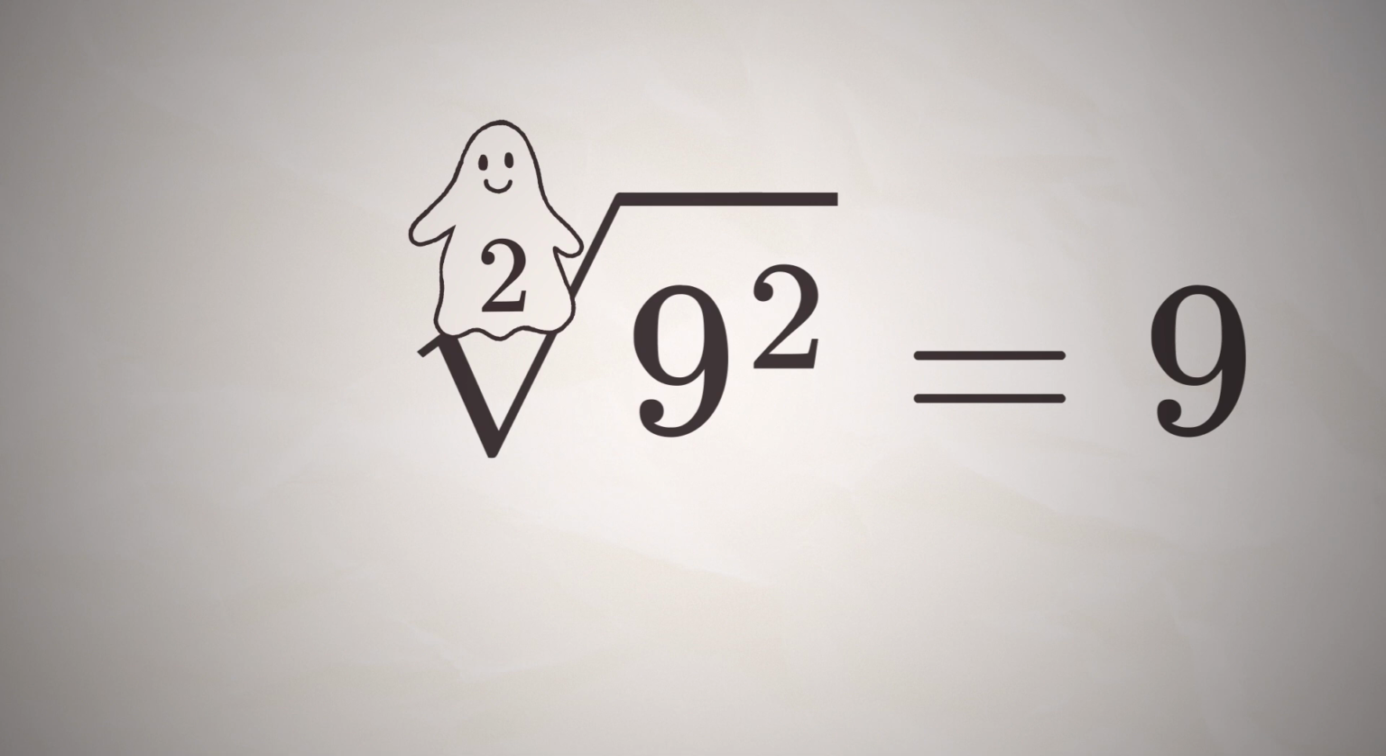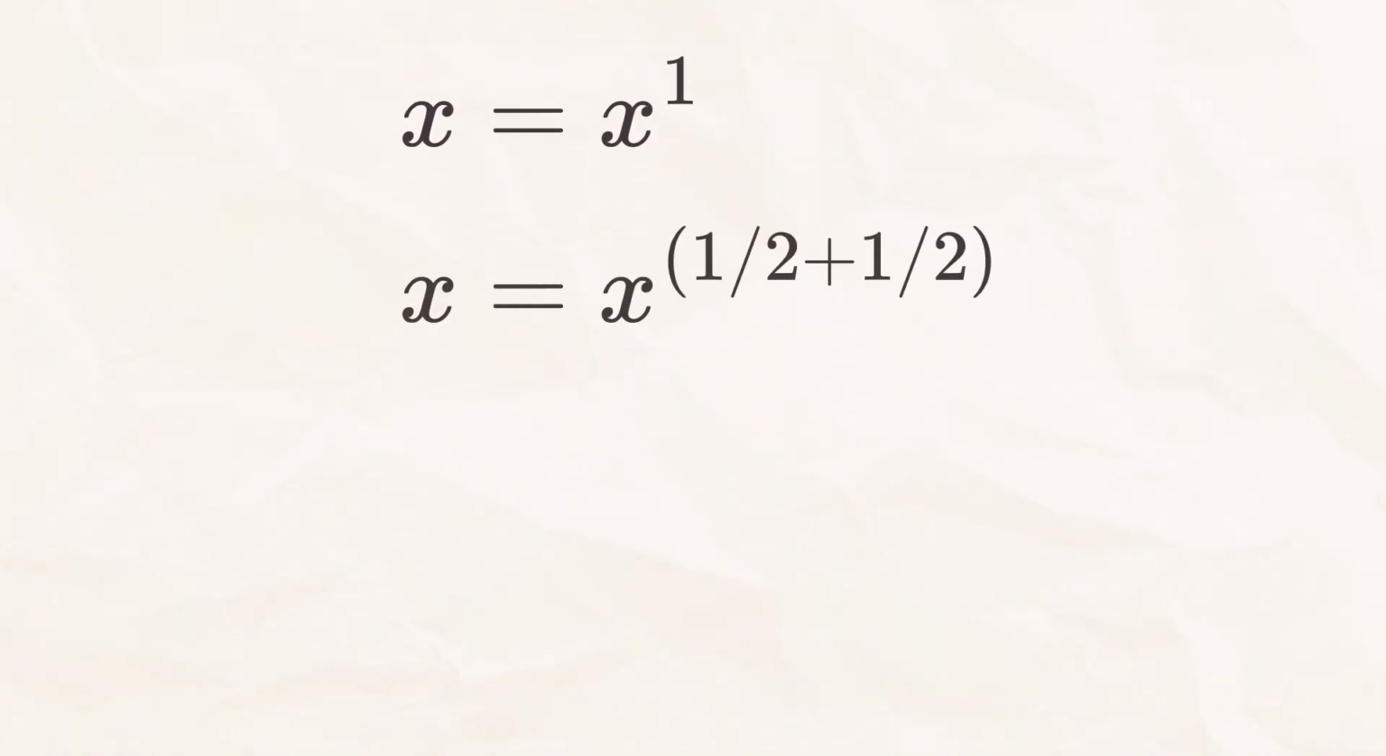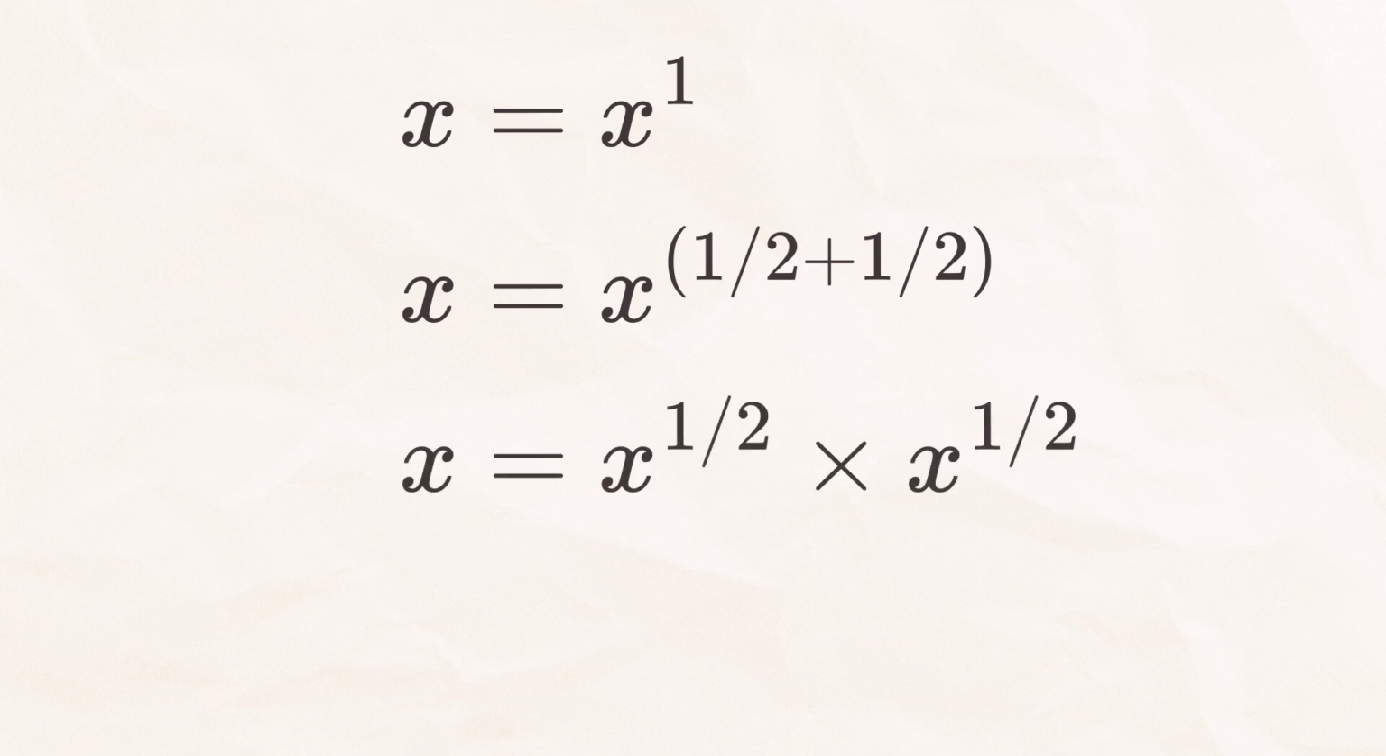Now, let's look at this. Any number raised to the power of 1 is just that number. So what? Well, a half plus a half is 1, and we're still just raising x to the power of 1. That's okay. If the bases are the same when you multiply, you can add the exponents. So that means that adding the exponents is the same as multiplying the two numbers with the same base. Do you see where we're going with this?